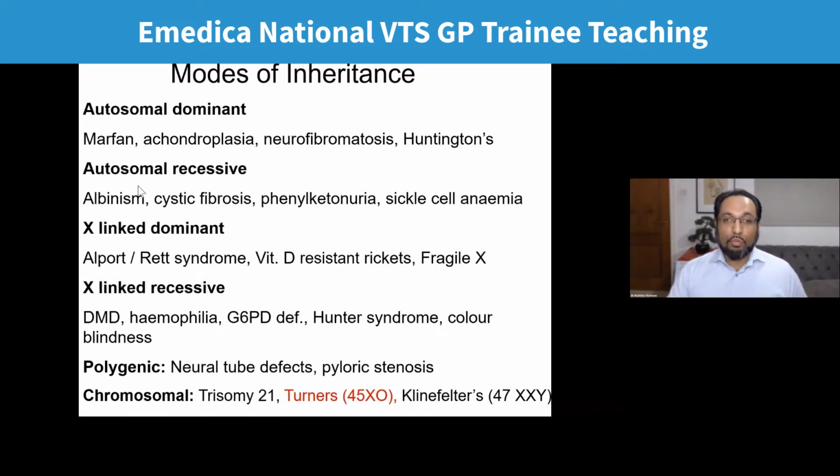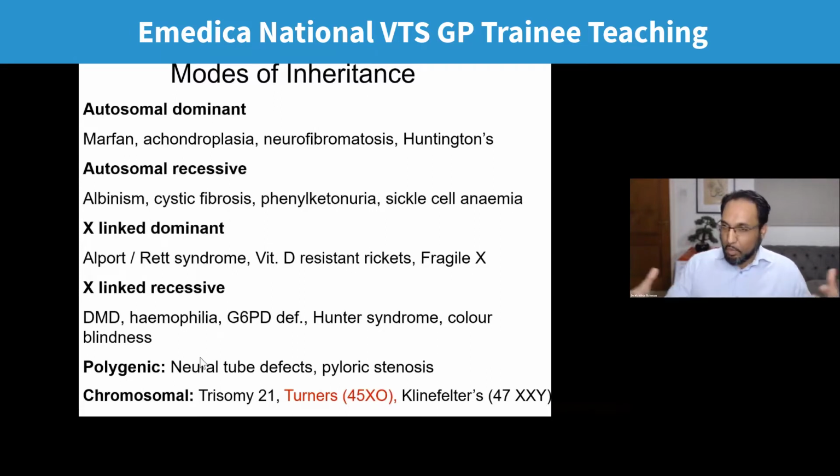And if we look at autosomal recessive, some of the more important ones, things like cystic fibrosis and PKU, which we screen for as part of the newborn screening program in the UK. Sickle cell is another autosomal recessive condition. Someone has said Duchenne's. Duchenne's is X-linked recessive. Duchenne's muscular dystrophy is X-linked recessive, as well as Hunter syndrome and color blindness. And X-linked dominant, things like Fragile X, Alport or Rett syndrome is another one.